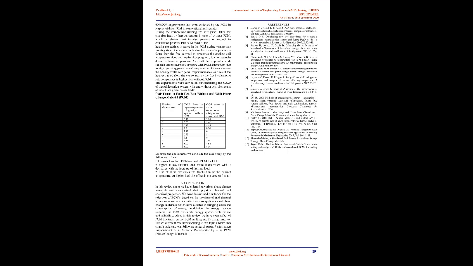6. Conclusion. In this review paper we have identified various phase change materials and summarized their physical, thermal, and chemical properties. We have determined a criterion for the selection of PCMs based on the mechanical and thermal requirement. We have identified various applications of phase change materials which have assisted in bringing down the consumption of energy worldwide. The energy storage systems like PCM accelerate energy system performance and reliability. Also, in this review we have seen the effect of PCM thickness on the PCM melting and freezing time. We studied different researches relating to this topic, and we also completed a study on the following research paper: performance improvement of a domestic refrigerator by using PCM, phase change material.